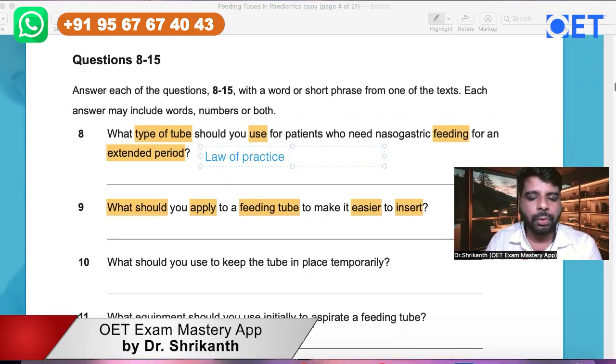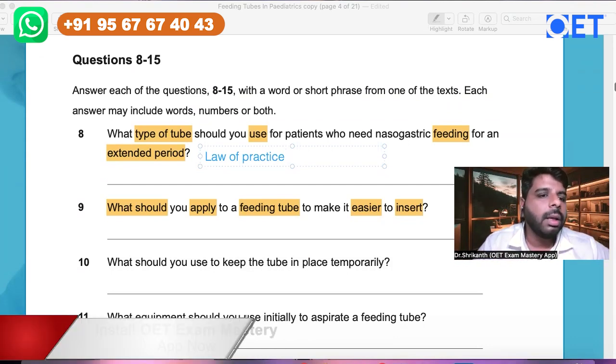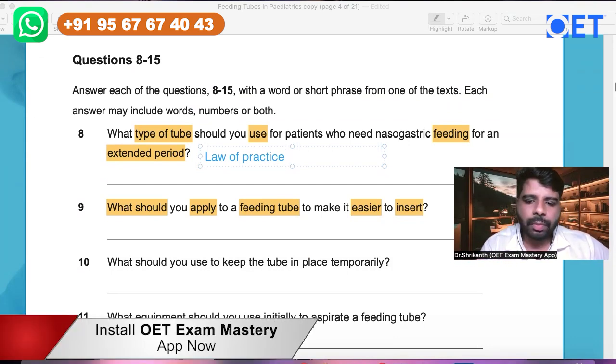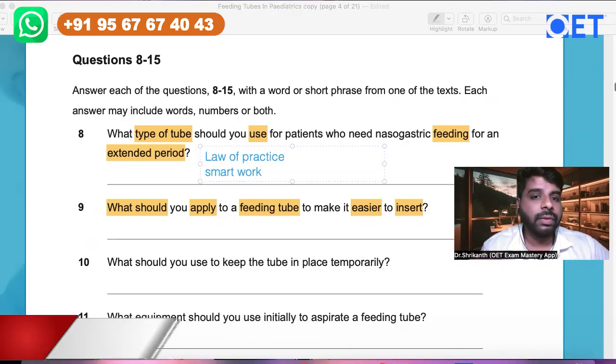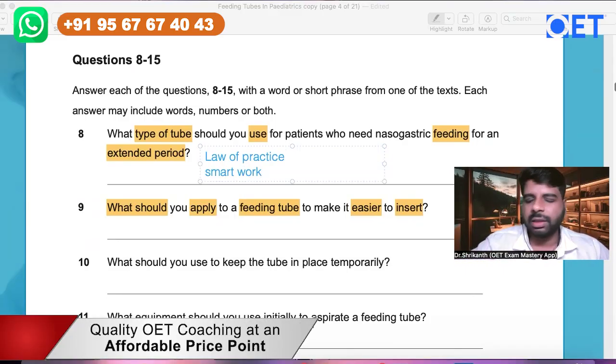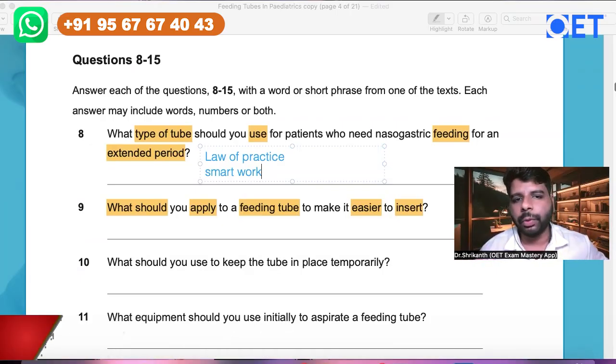If you want to improve your intuition, if you want to improve your synonym recognition, you just have to practice it, and eventually it will happen. There is no other way. That is why it is called the law of practice, but it should be smart work. You should not work inefficiently. If you're putting in a lot of hard work, but practicing with fake OET materials, without proper commitment, then that is what you will be improving.